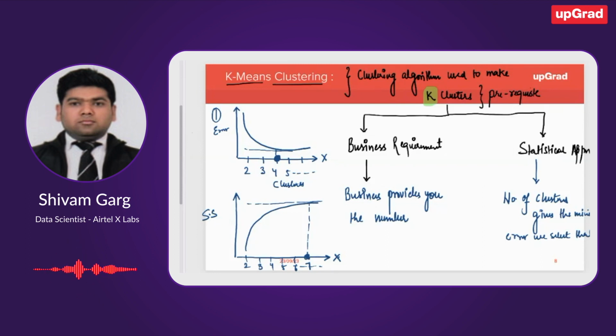K is basically the number of clusters, that is, how many clusters you want to make. The example I gave you for this Tata Digital, we need to make 3 clusters: high, medium, and low. The example I gave you for that Amazon offer, there also you have to make 3 clusters: platinum offer, gold offer, and silver offer.